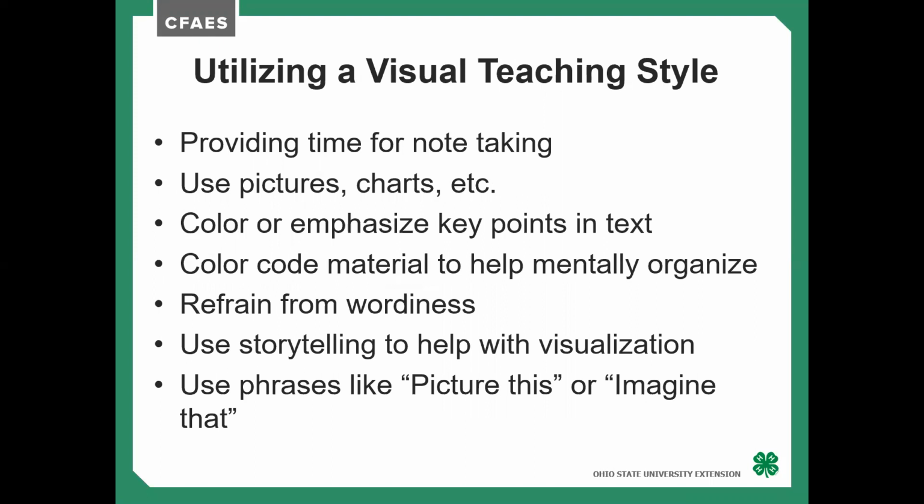Utilizing a visual teaching style, there are some things that we need to talk about. Providing time for note-taking. As Ashley mentioned, visual learners like to have that paper copy in their hand. So we need to make sure we provide time after each material presented to allow the participant to take notes, to write down their thoughts. We use pictures and charts that give a visual representation of our key points. Additionally, color is used a lot to emphasize things when we're using text. Color code materials can be helpful when mentally organizing stuff.